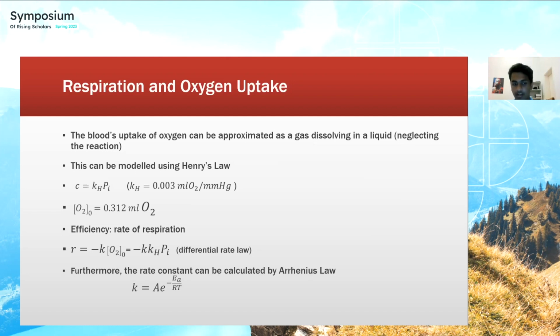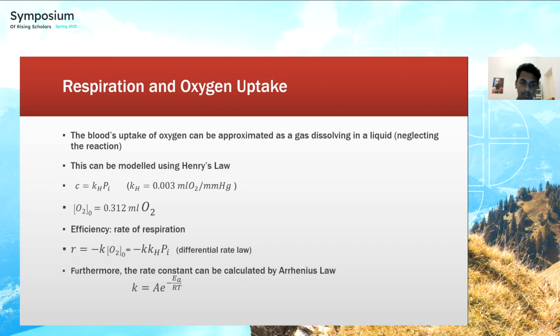If we just use the rate of respiration, we can use something called differential rate law to calculate this. A differential rate law, however, requires the knowledge of the blood concentration of oxygen. Since we're only interested in the concentration of oxygen and not quite what happens to the oxygen, if we approximate the blood uptake of oxygen as gas dissolving in a liquid, we can negate the reaction between hemoglobin and oxygen, because this eventually reverses when it's absorbed for respiration.